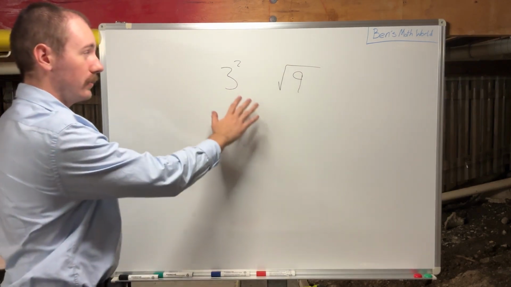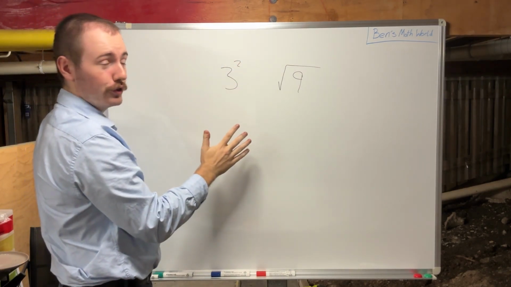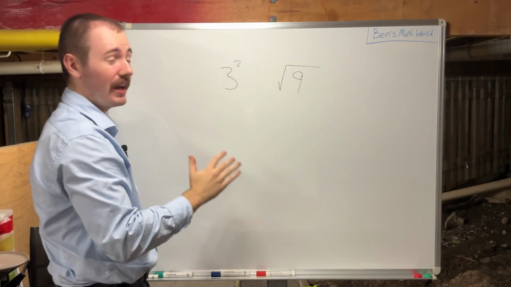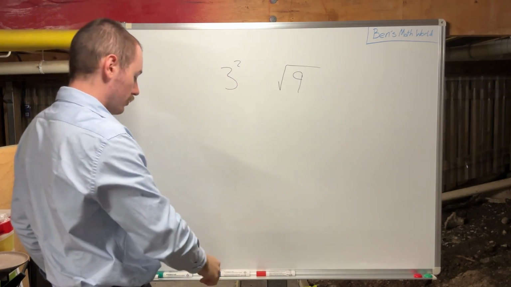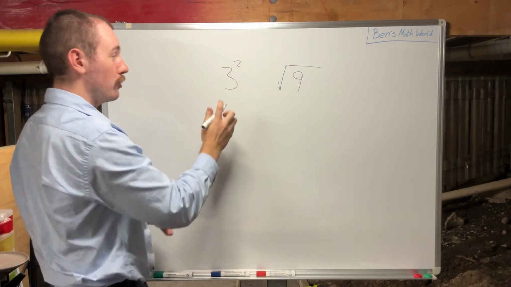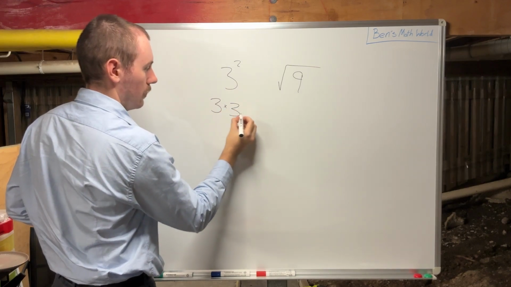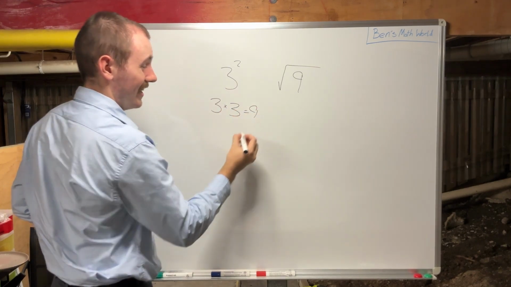So square numbers, like this one here, are when we have a power of 2 in the top right corner of our number. Now what this means is we're going to multiply 3 by itself, okay? We're going to have 2 3s multiplying, so it's going to look like this. And we know that equals 9.